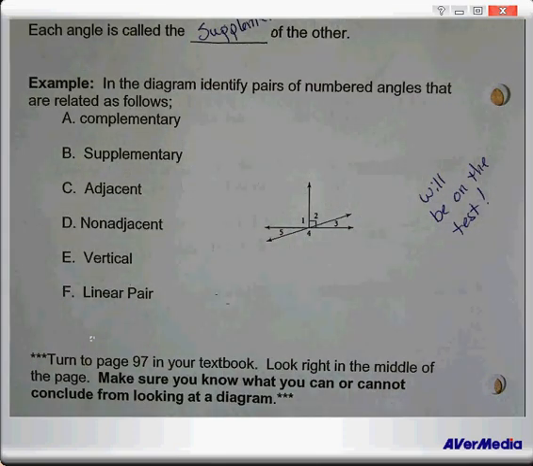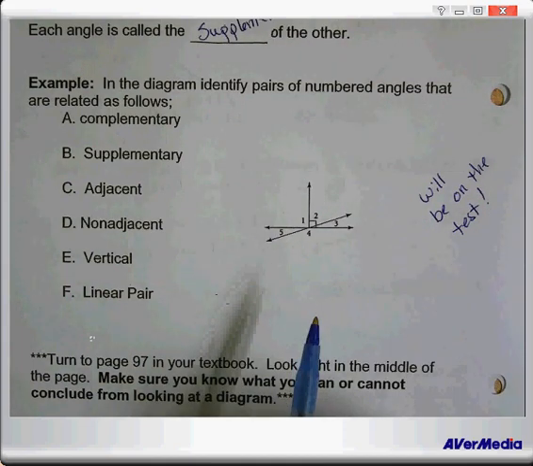In the diagram, identify pairs of numbered angles that are related as follows. Complementary. Now we look and think, what's the definition of complementary angles? Two angles whose measures have the sum of 90. So I look for those, and I want to try to find the fastest ones possible.